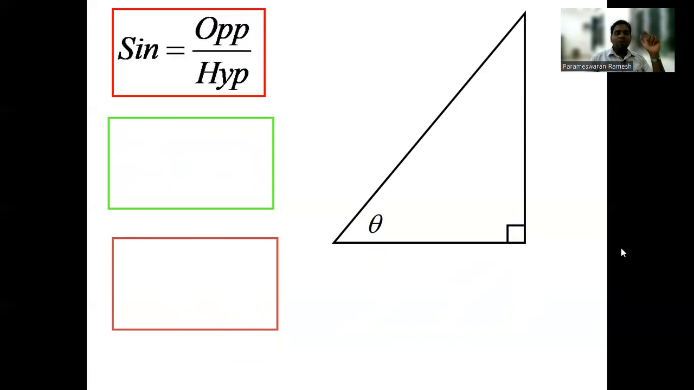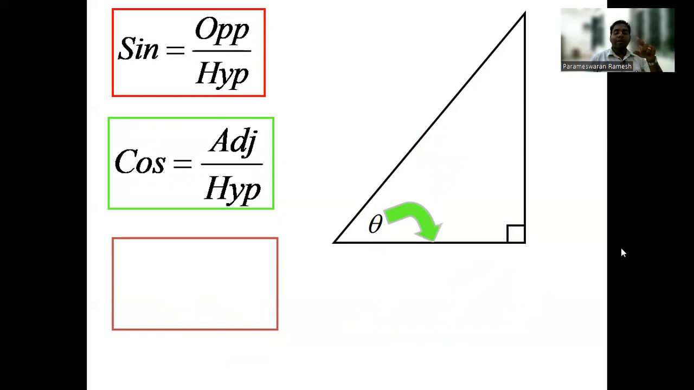theta. Coming to sine theta, sine theta is opposite side by hypotenuse, and this is represented in this direction: this is the opposite side, and this is the hypotenuse. Coming to cos theta, it is adjacent side by hypotenuse. The hypotenuse is the base side in the triangle, and you already know it is the longest side.